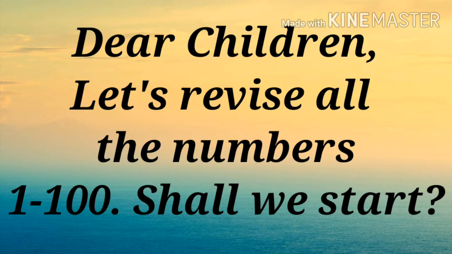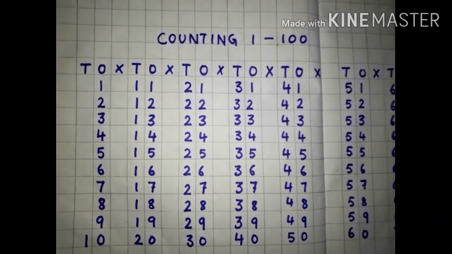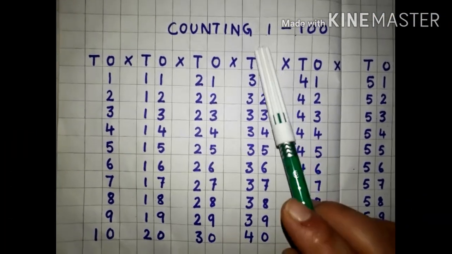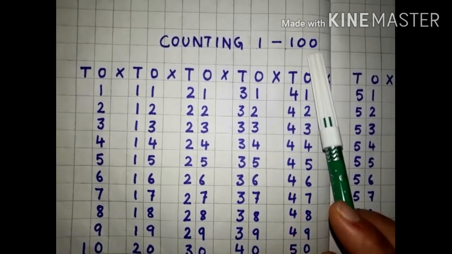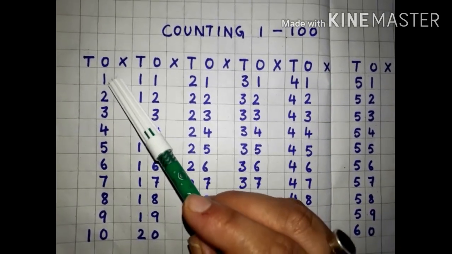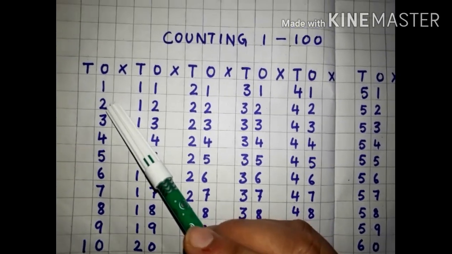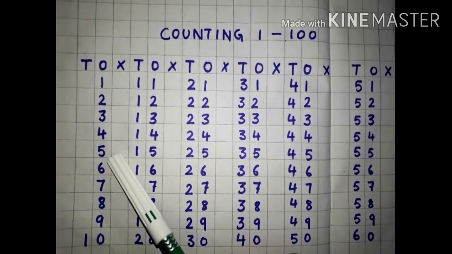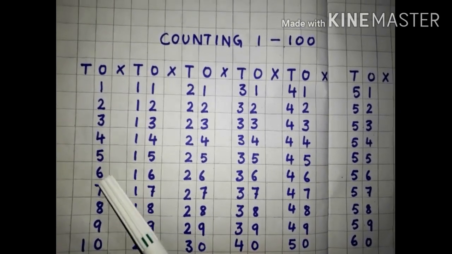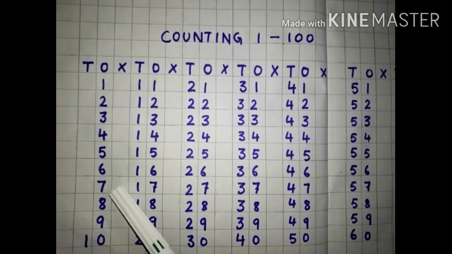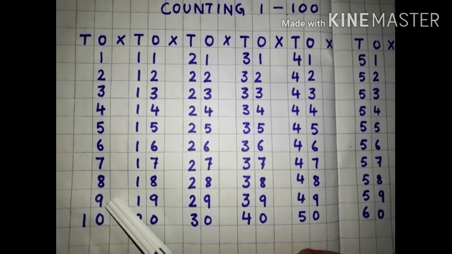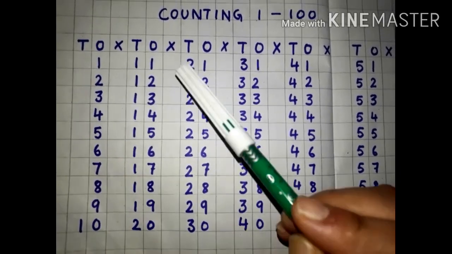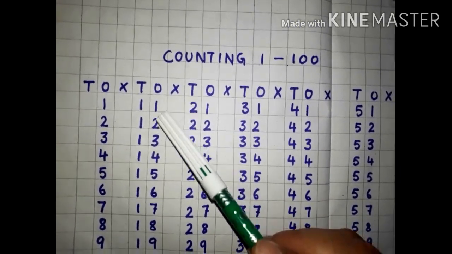Dear children, let's revise all the numbers 1 to 100. Shall we start? Now revise with me, counting 1 to 100. 1, 2, 3, 4, 5, 6, 7, 8, 9, 10, 11, 12.